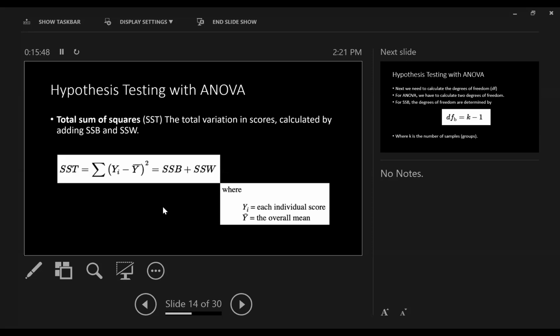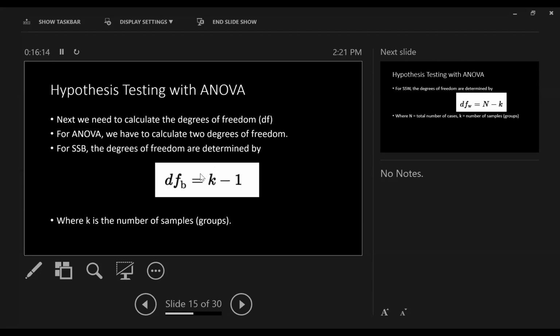And then the total sum of squares, that's SST, is the total variation in scores calculated by adding the sum of squares between groups and the sum of squares within groups, okay? So it's this calculation here, your total SSB plus SSW. So that is what we are trying to calculate, and that's how we're arriving at our F statistic. We'll talk about that in just a second.